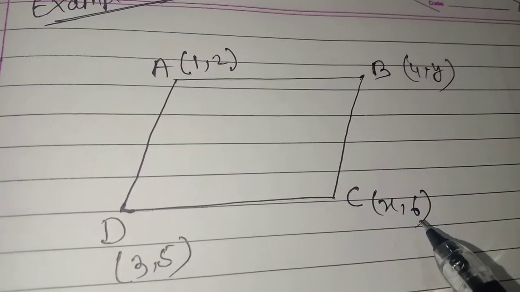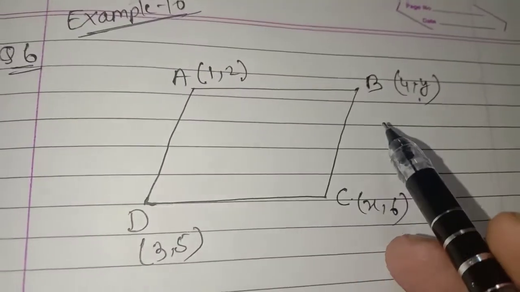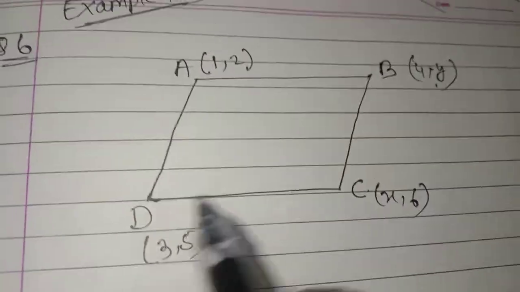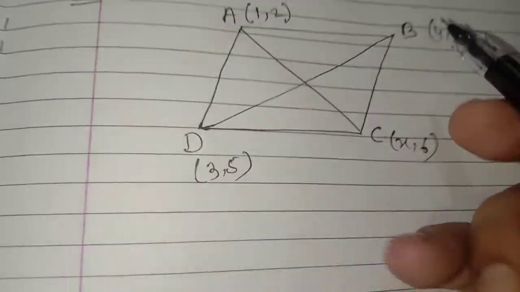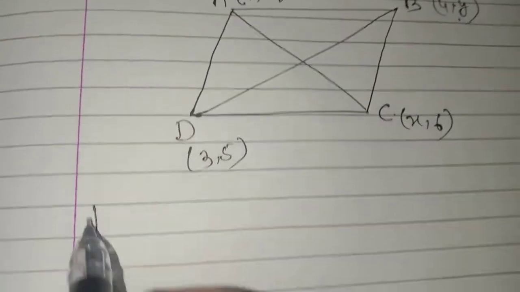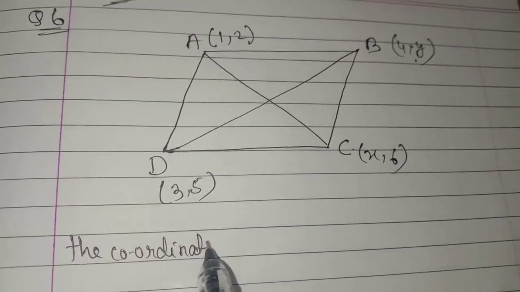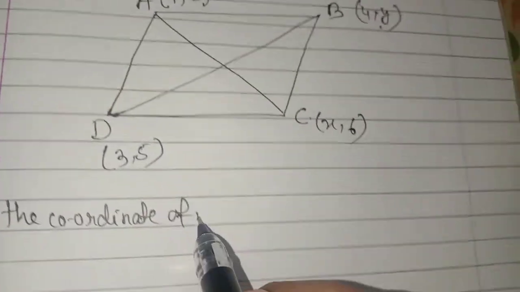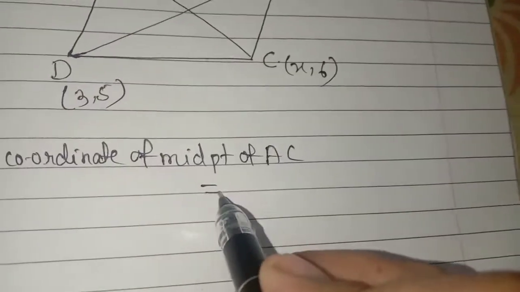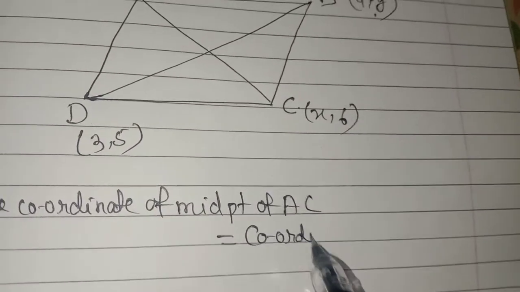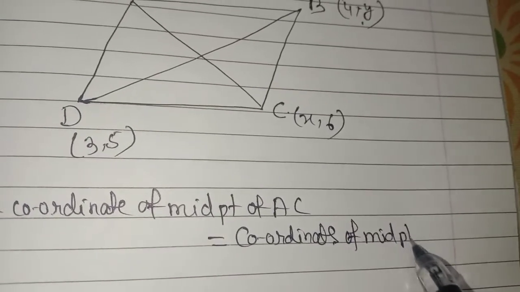Okay. Now what do you have to find? We have to find the value of x and y. Now for that we know that let's draw the diagonals AC and BD. So you write down the coordinates of the midpoint of AC is equal to the coordinates of the midpoint of BD.